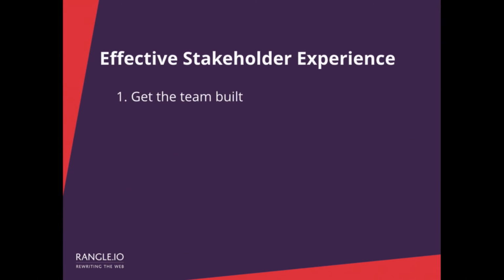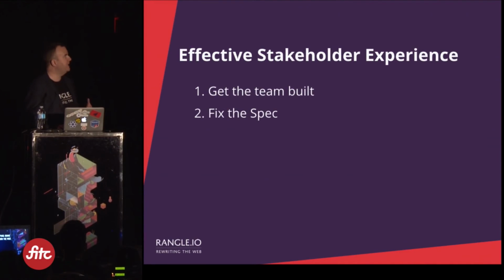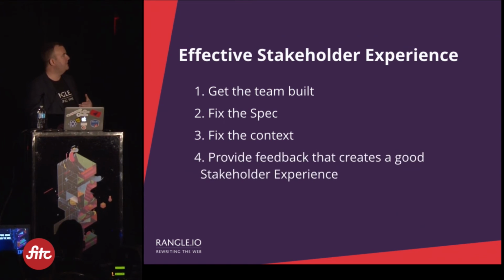So for an effective stakeholder experience, you need to get the right Agile team built. You need to fix the spec problem because that drives massive pressure and entropy in an effective team. You need to fix the context at the boundaries, and you need to provide feedback that creates a good stakeholder experience. So one of our big initiatives this year at Wrangle is really focusing on how we deal with the stakeholder experience. So instead of treating stakeholders as if they're out of touch, they don't get it, or just superficially getting the sign-off because everybody wants to be agile, we're really pushing hard and digging in deep on creating a stakeholder experience and going at that with the same enthusiasm that we've been going at user experience for the last 3 years.